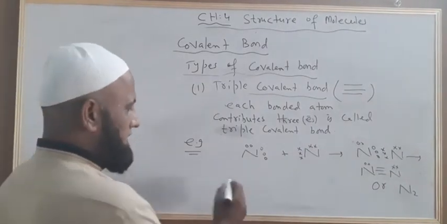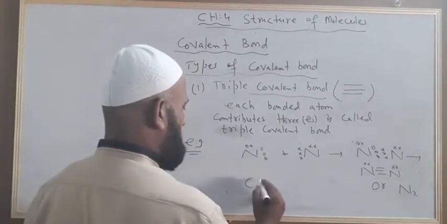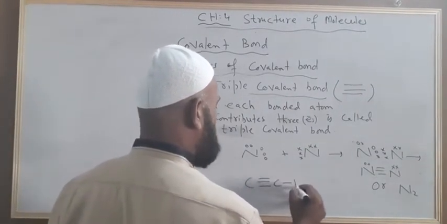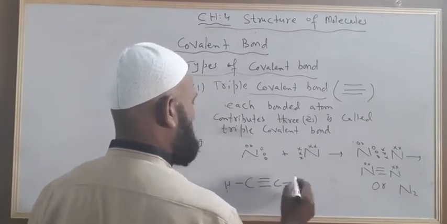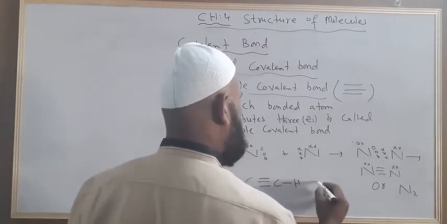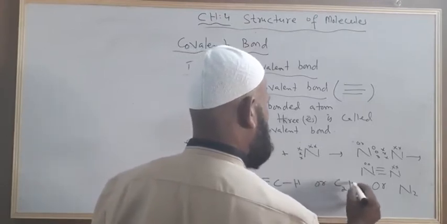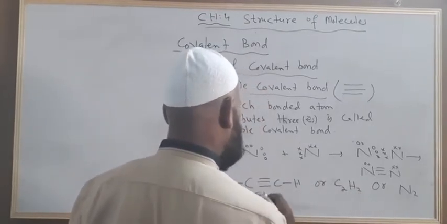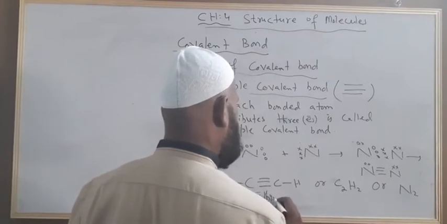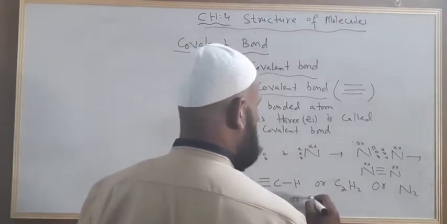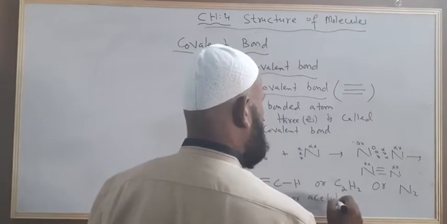Now students, another example, we have ethyne. This is the formation of ethyne, or you can say C2H2. This is called ethyne. Acetylene or ethyne, both are the same.